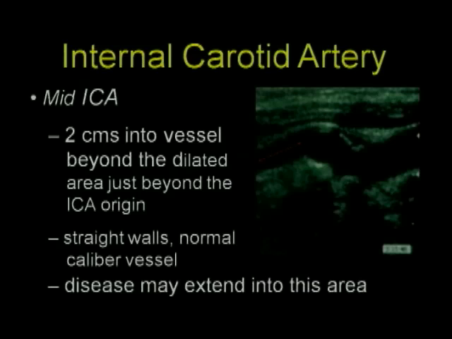The examination is then carried on through the mid-internal carotid artery. That's that area approximately 2 centimeters beyond the origin of the internal carotid artery, in our laboratory, beyond the dilated area. At this level, the vessel walls tend to be straight and normal caliber. Again, this is an area where you may see some disease. Typically, at least in my experience, it's uncommon to see disease isolated to this area alone without disease at the ICA origin.